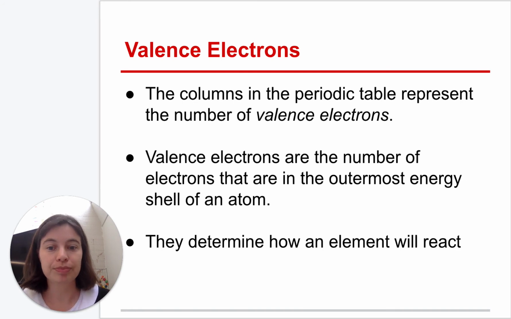So the columns in a periodic table, remember columns are vertical, tell us how many valence electrons each element has. This only works for the A groups. You can see them labeled on your periodic table, 1A, 2A, skip the middle, 3A, 4A, 5A, 6A, 7A, 8A. These valence electrons are the electrons in the outermost energy shell, and they're the ones that determine how an element will react. So if two elements have similar numbers of valence electrons, they're going to react similarly.